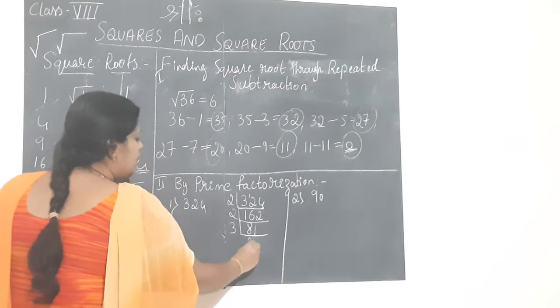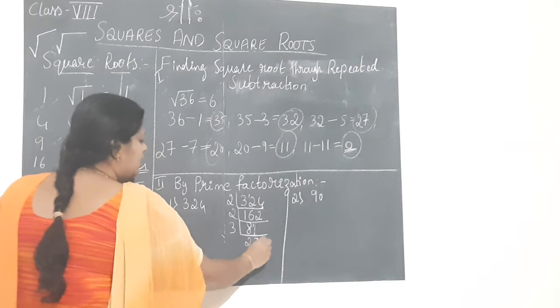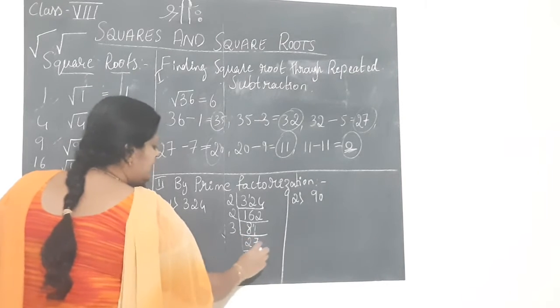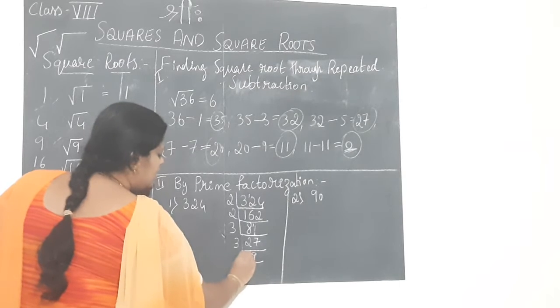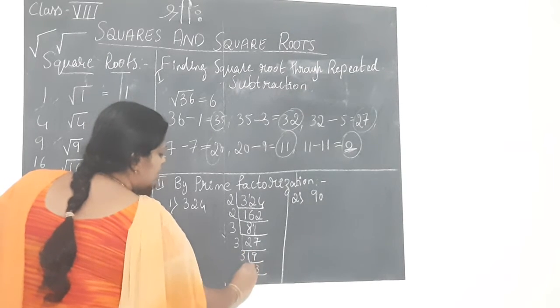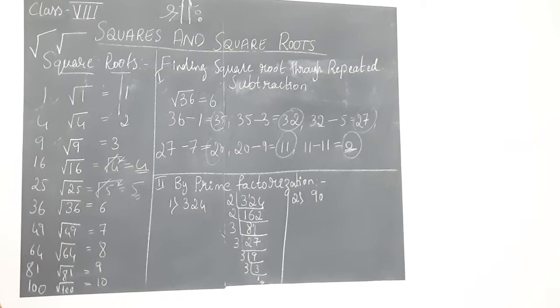8 doesn't go, nearest is 3 2s are 6, remainder is 2. 21 again, 3 7s are 21. Again 7 is odd, go with 3. 3 9s are 27. 3 3s are 9. 3 1s are 3. Like this, go with the prime factorization method.